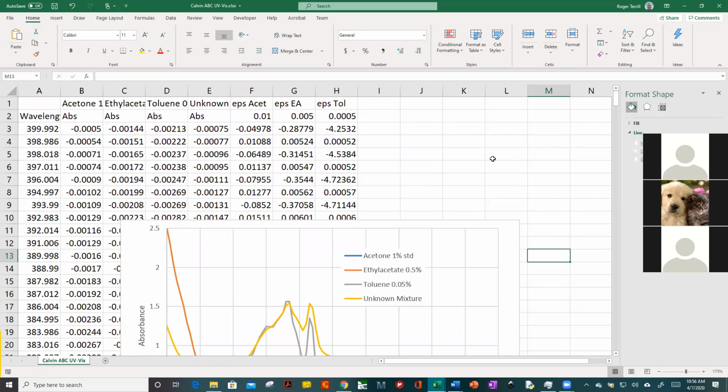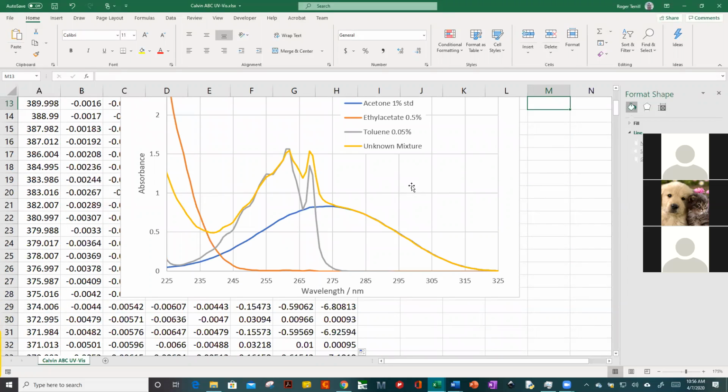So what we're going to have to do is choose a few wavelengths, choose 3 wavelengths where we're going to figure this out. And I suggest that we do it in an intuitive way.